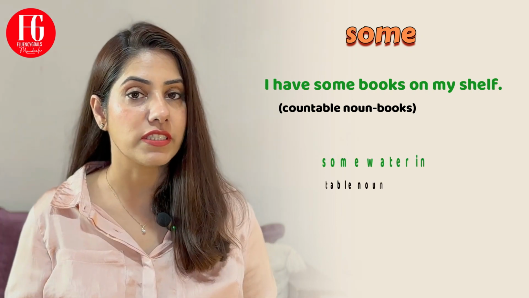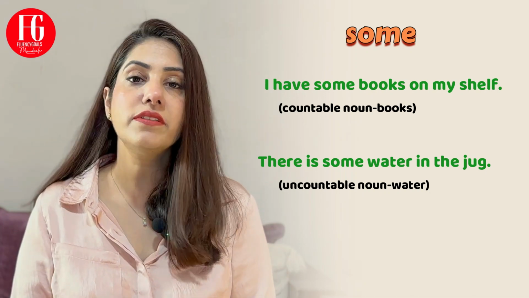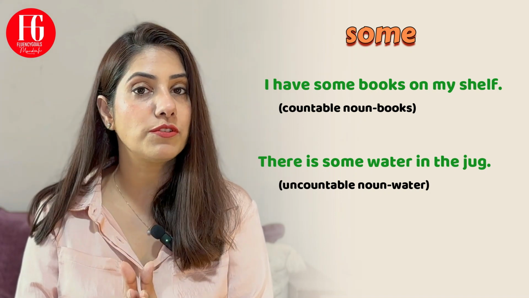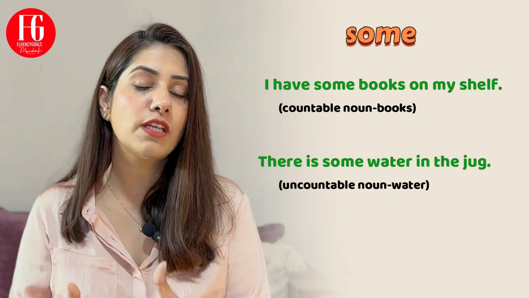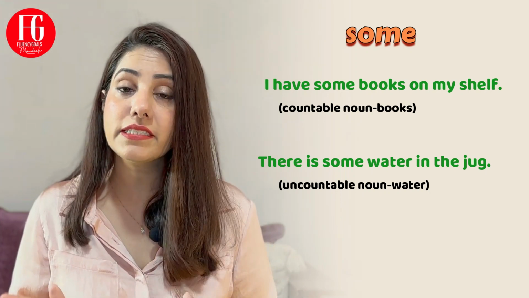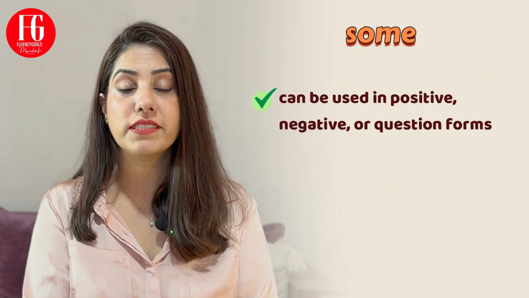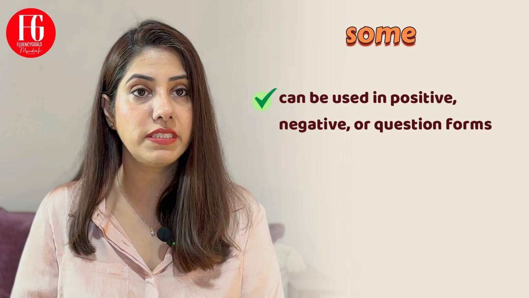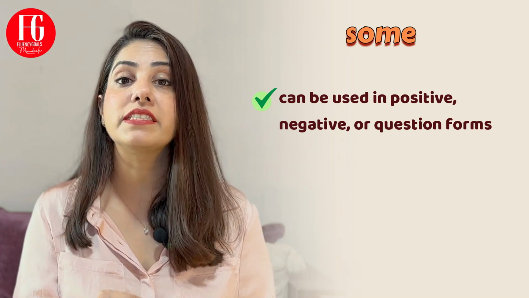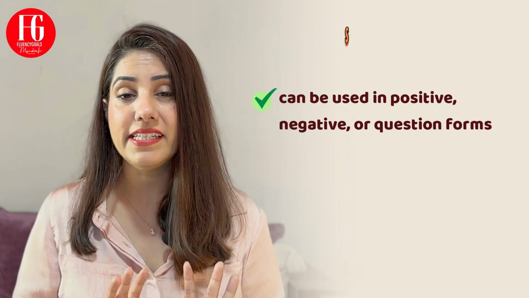There is some water in the jug. Here it is used with uncountable nouns. So in both these cases, some indicates an unspecific amount of quantity. I have some books on my shelf. So you are not sure how many books, but it is an unspecified amount of books. So some can be used in positive, negative or question forms. So it will tell you about the presence of something without any specific amount or quantity. So it doesn't specify exactly how much.